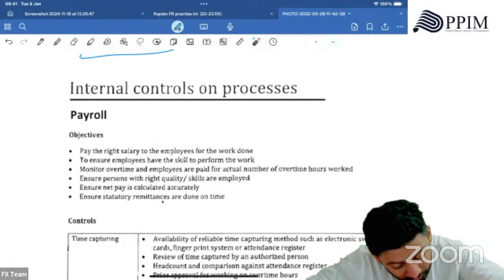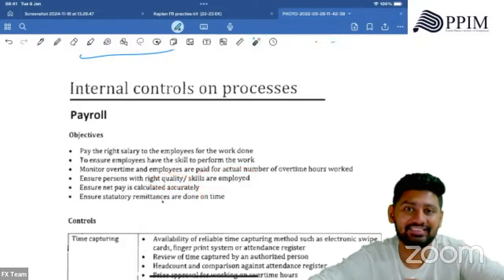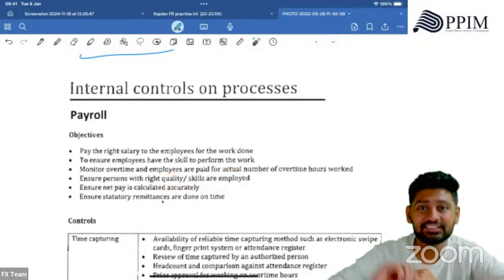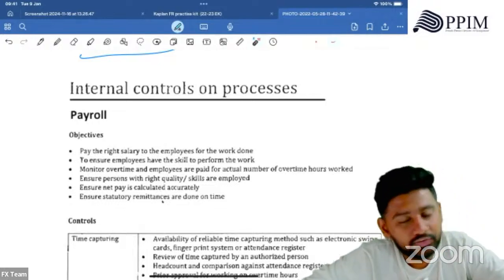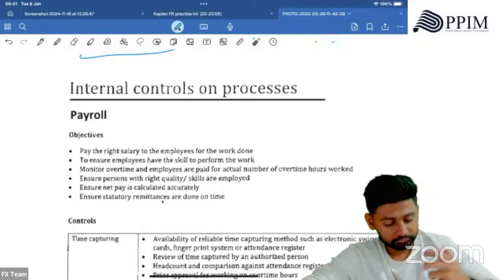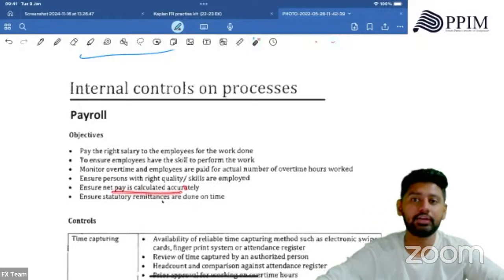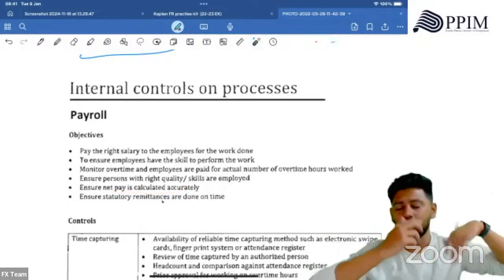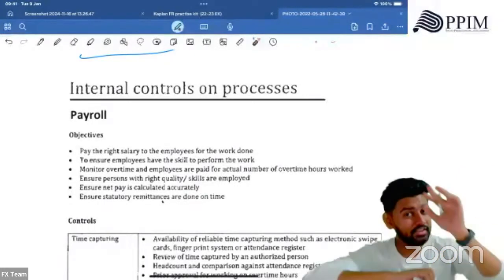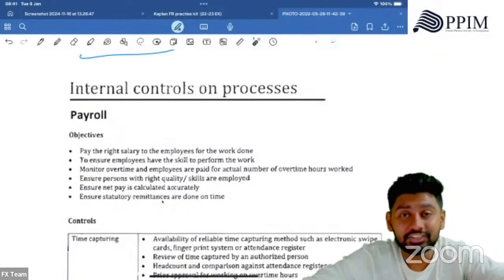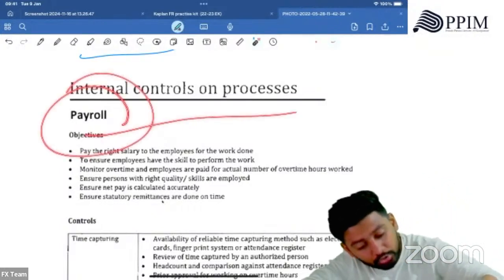Ensure persons with the right quality and skills are employed. You need to have good people and skills. People skills is one of the most important things that we need to have. Ensure net pay is calculated accurately. Net pay means what? Take your gross pay, less your insurance or your contributions, EPF, ETF. After that, you have your net pay. That calculation is also there, so your payroll system should be able to do that properly.